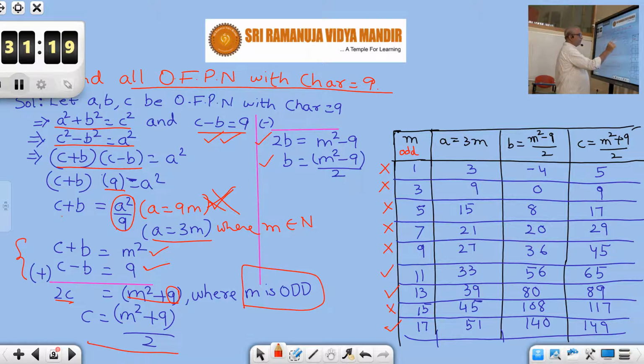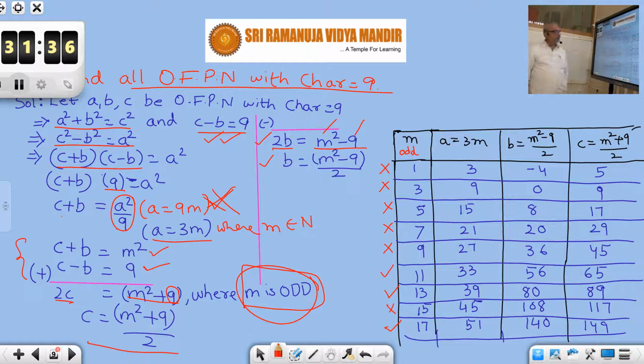And again, same argument here. 2b is an even number, therefore m square minus 9 must be even. 9 is odd, therefore m square must be odd, so m must be odd. So here, m must be odd is correct, even from this equation also.